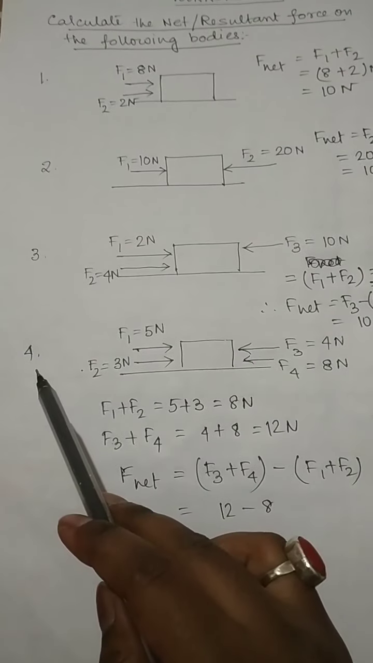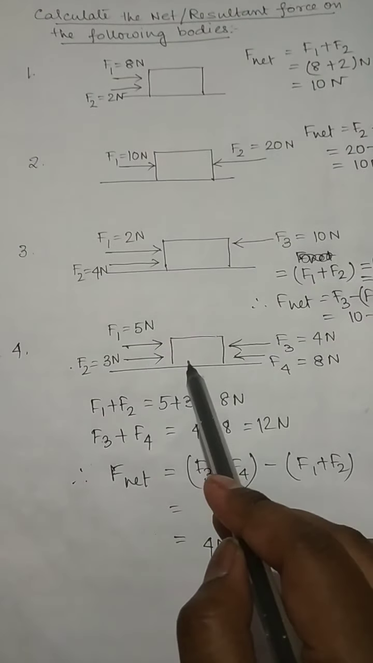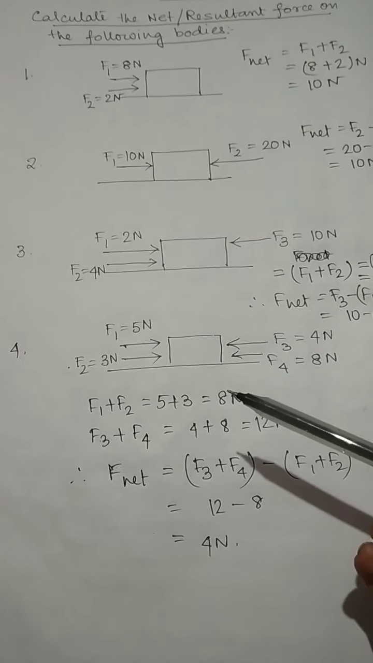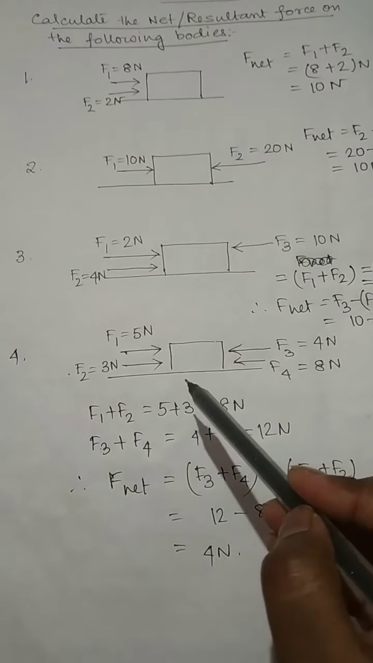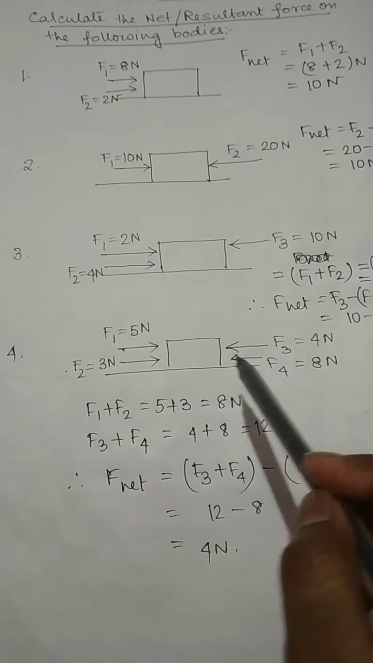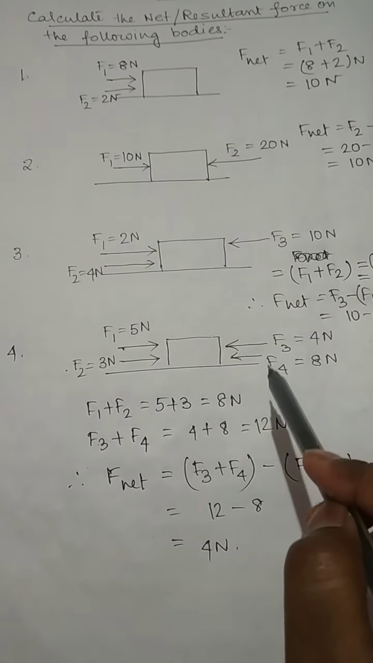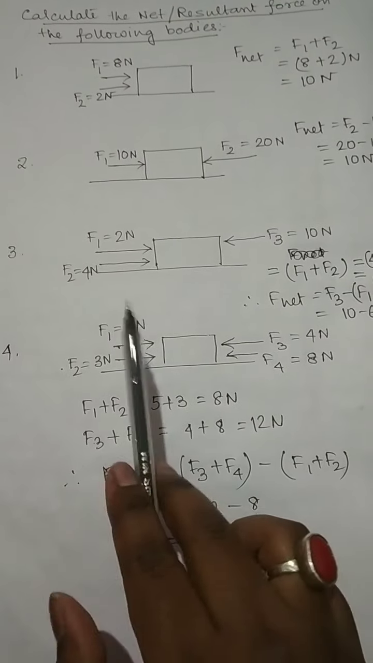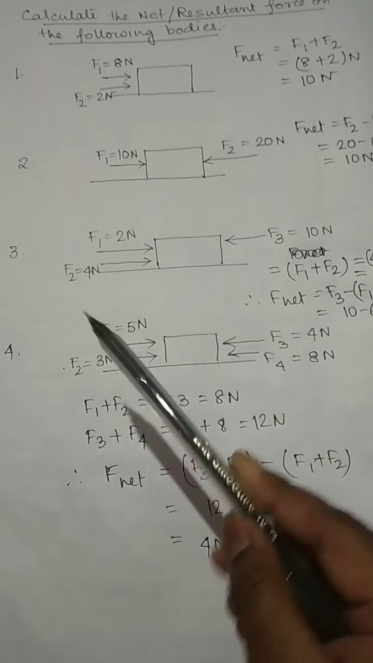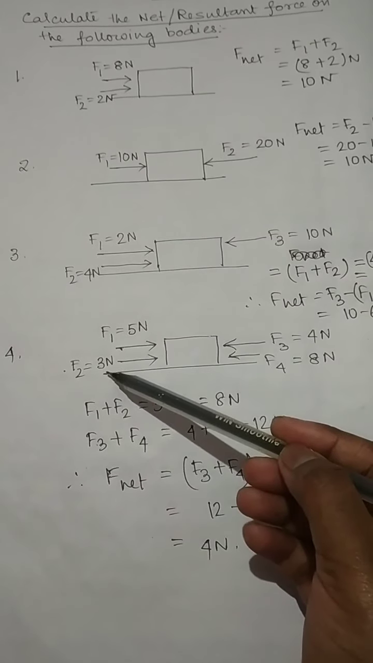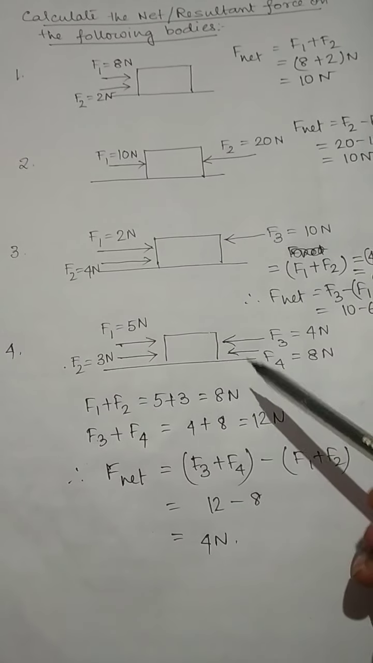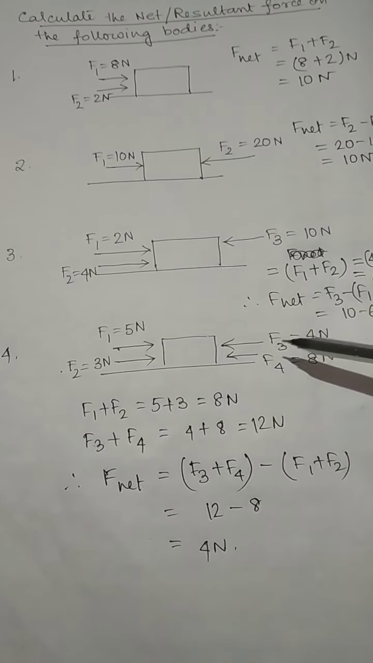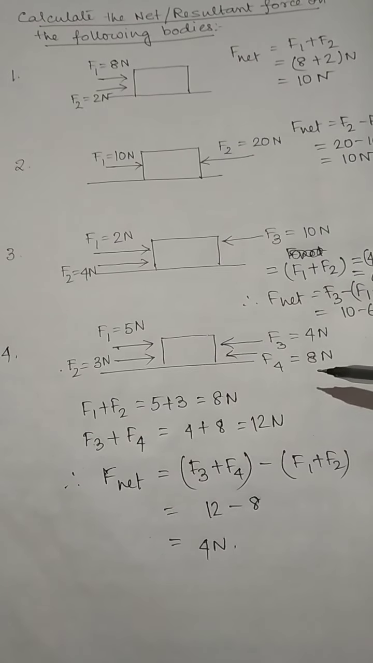Next we will move on to question number 4. Now in this case again it's more complicated, we are moving from simpler to more complicated versions of force. In this case there are 4 forces acting on the body: F1, F2, F3, F4. Now F1 and F2 are in the same direction, pushing the body this side. F1 is 5 Newton, F2 is 3 Newton, and F3 and F4 are pushing the body in the opposite direction. F3 is 4 Newton, F4 is 8 Newton.